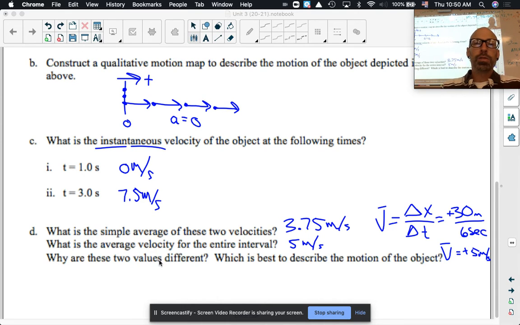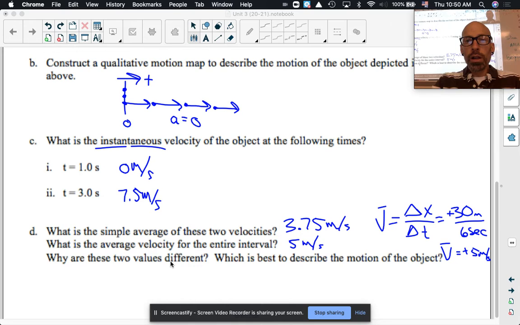So why are these two values different? Well, one is a simple average, one is an overall average. Which do you think is best to describe the motion of the object? This one never fails. The average velocity of that object for the entire 6-second interval is 5 meters per second. The 3.75 meters per second, the simple average of these two values, does not work. And again, this question is just to reinforce what we had already said.